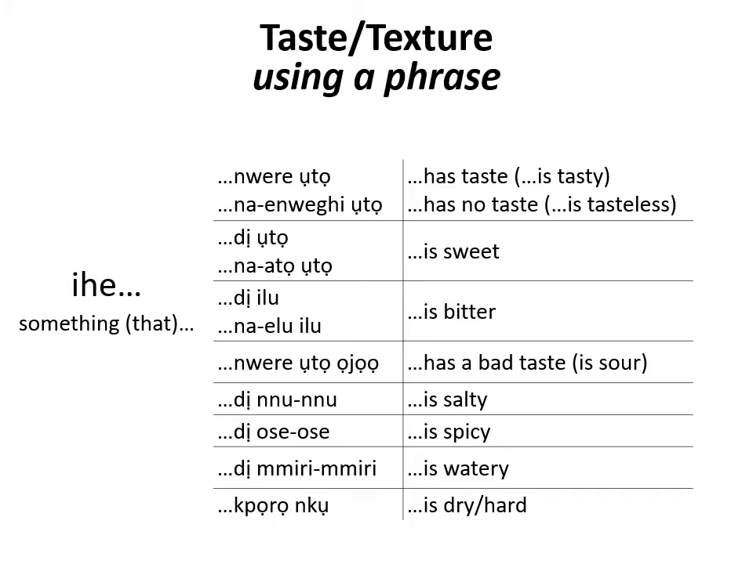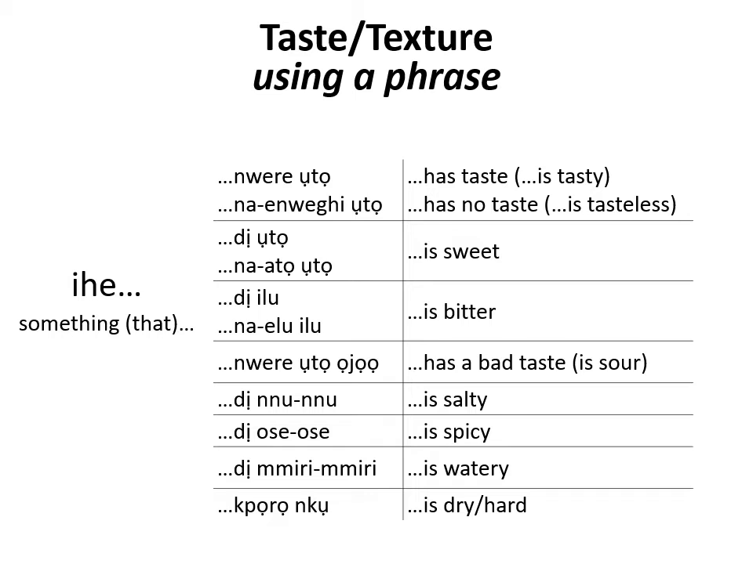Okay, now let's talk about taste and texture using a phrase. So for this, we're just going to talk about things. So any of the things that we learned, most likely food, this can apply to. So ihe nwere ụtọ, something that has taste, which is a way of saying something that's tasty. Ihe na-enweghị ụtọ, something that has no taste, or something that is tasteless. Ihe dị ụtọ, or ihe na-atọ ụtọ, something that is sweet.